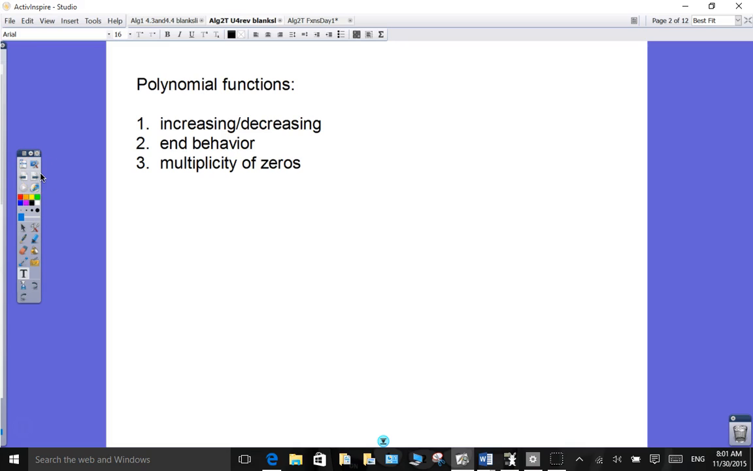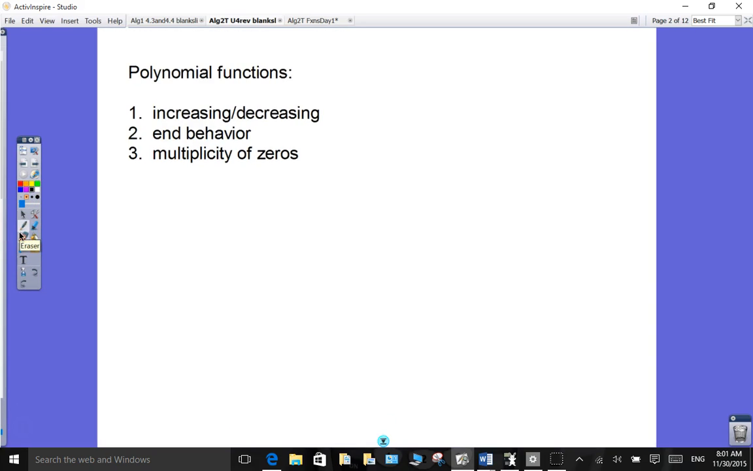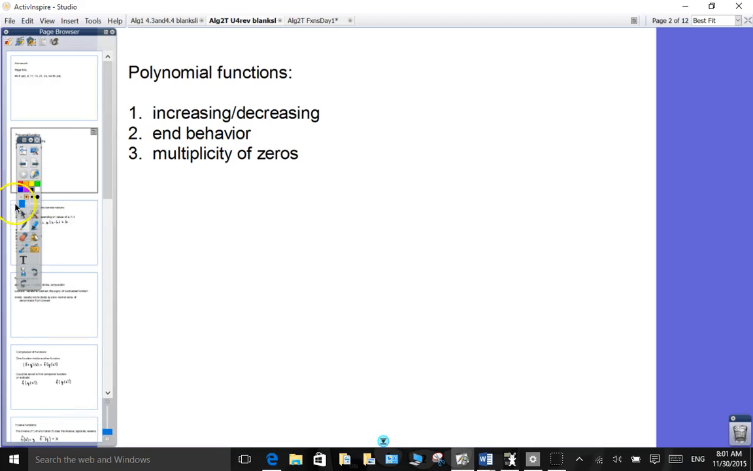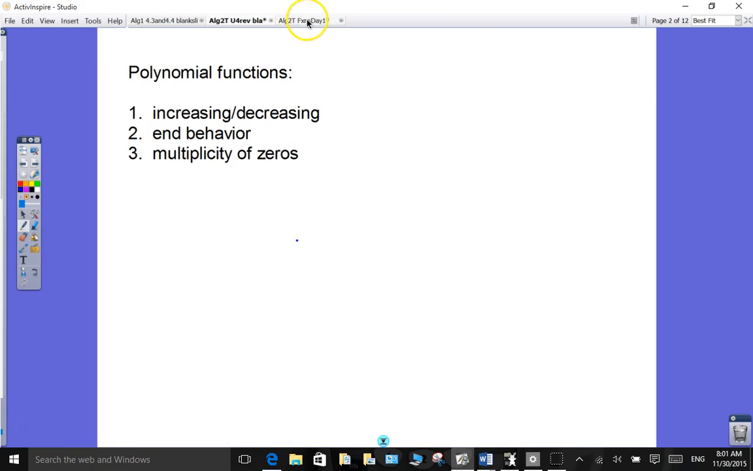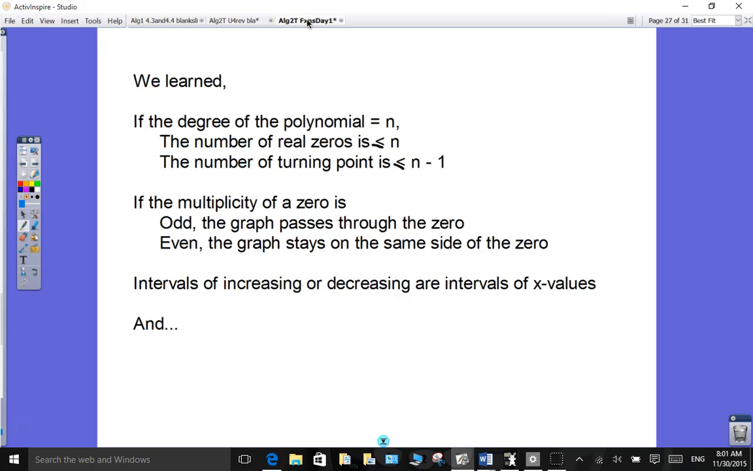So polynomial functions, let's review what we mean by these things. Put that in blue. My little finger is so small I can barely see it. And I think I brought this up here. So a polynomial function, this was in the first lesson that we did. If the degree of a polynomial is n, right, that we learned in the last unit, then how many zeros does it have if it has a degree of n?